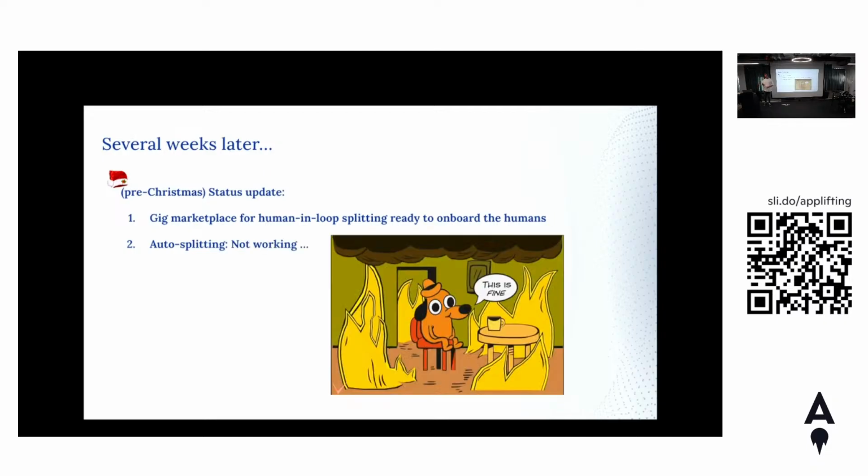So several weeks later, I don't remember the exact days, but it was soon before Christmas, the gig marketplace with humans in loop was ready. There was everything from onboarding, training, payments, queuing system, quality assurance, all the building blocks behind every marketplace. And auto-splitting still not working. So more pressure, more stress.